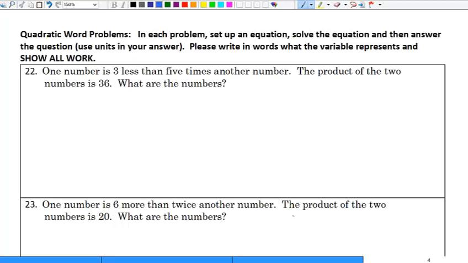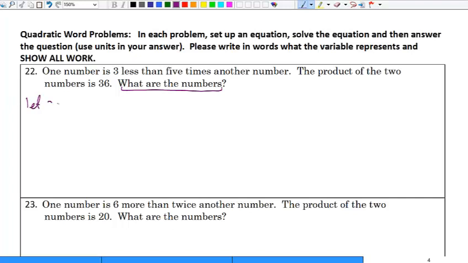So for number 22, it says one number is 3 less than 5 times another. The product of the two numbers is 36. What are the numbers? So the first thing I'm trying to identify is, what is it that I don't know? Well, usually in the last sentence or question, it tells you what you don't know. It gives you a directive or asks you a question. In this case, I don't know what the numbers are.